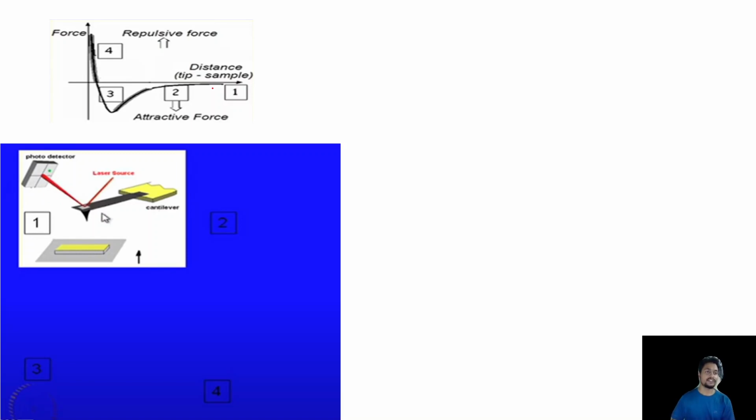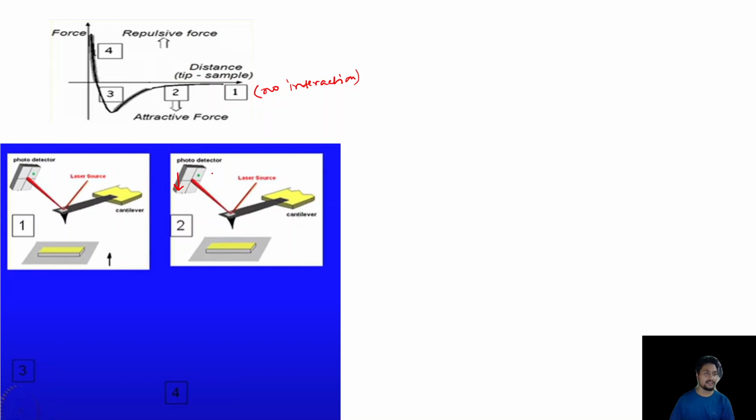So this is, let's say, the first position. This is in the no interaction region. There is nothing. Now this tip motor is working, and the tip is coming towards the surface. After this point, some kind of attractive force starts, or this is also in the region where there is no attraction.